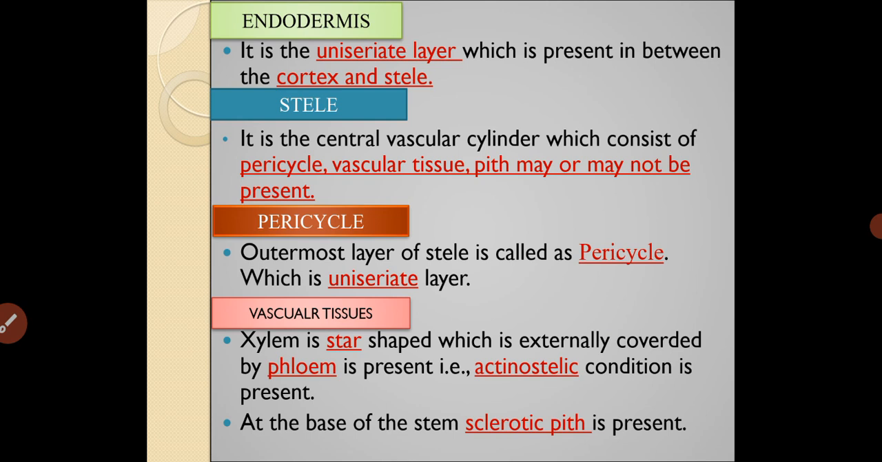Let us move towards the pericycle. It is the outermost layer of the stele and it is a uniseriate layer. Inner to the pericycle, the vascular tissues are present. In the case of the aerial shoot, the xylem is a star-shaped structure which is externally covered by the phloem. This type of stele is called an actinostele. If you observe the stem at the basal region, it exhibits pith also. Here the pith is sclerenchymatous, called the sclerotic pith.